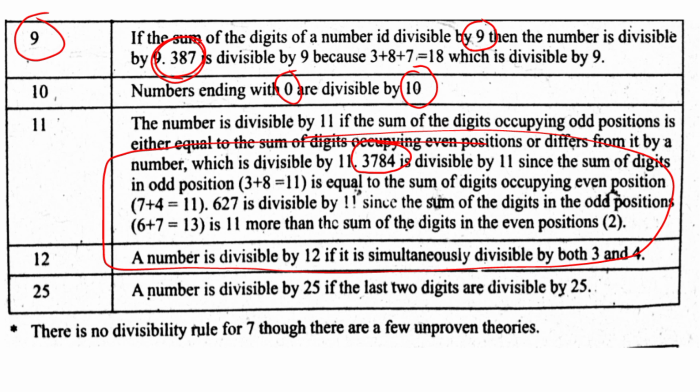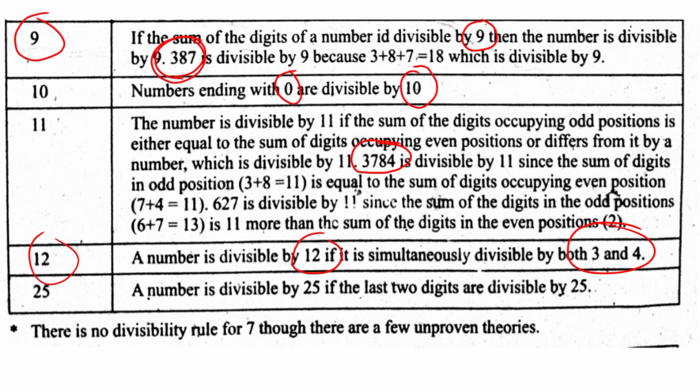Now next is divisibility by 12. A number is divisible by 12 if and only if it is divisible by both 3 and 4. So again we have to memorize the divisibility rules for 3 and 4. We have to check whether it is divisible by 3 and whether it is divisible by 4. If it is divisible by both 3 and 4, then it is divisible by 12.